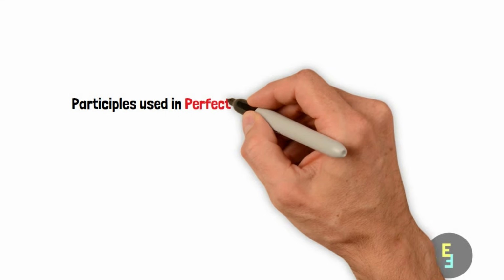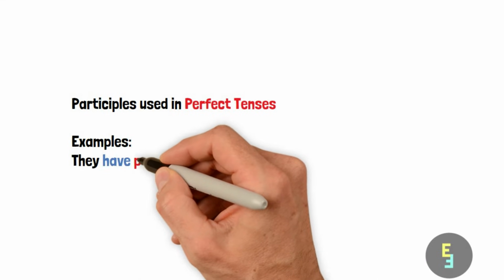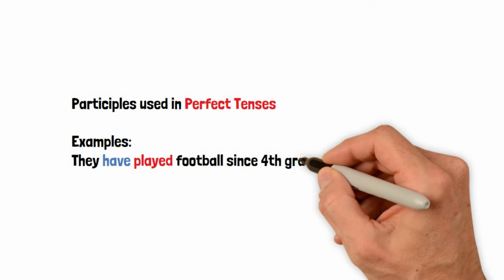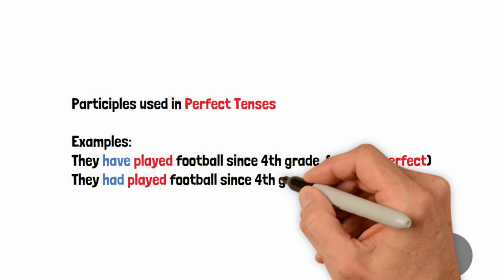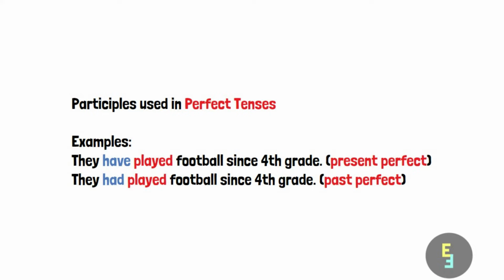Past participles are used when forming the perfect forms of tenses. Like these examples. They have played football since 4th grade. They had played football since 4th grade. If you noticed, we use the words have and had before the past participle played, as these words are required in forming the perfect tenses.